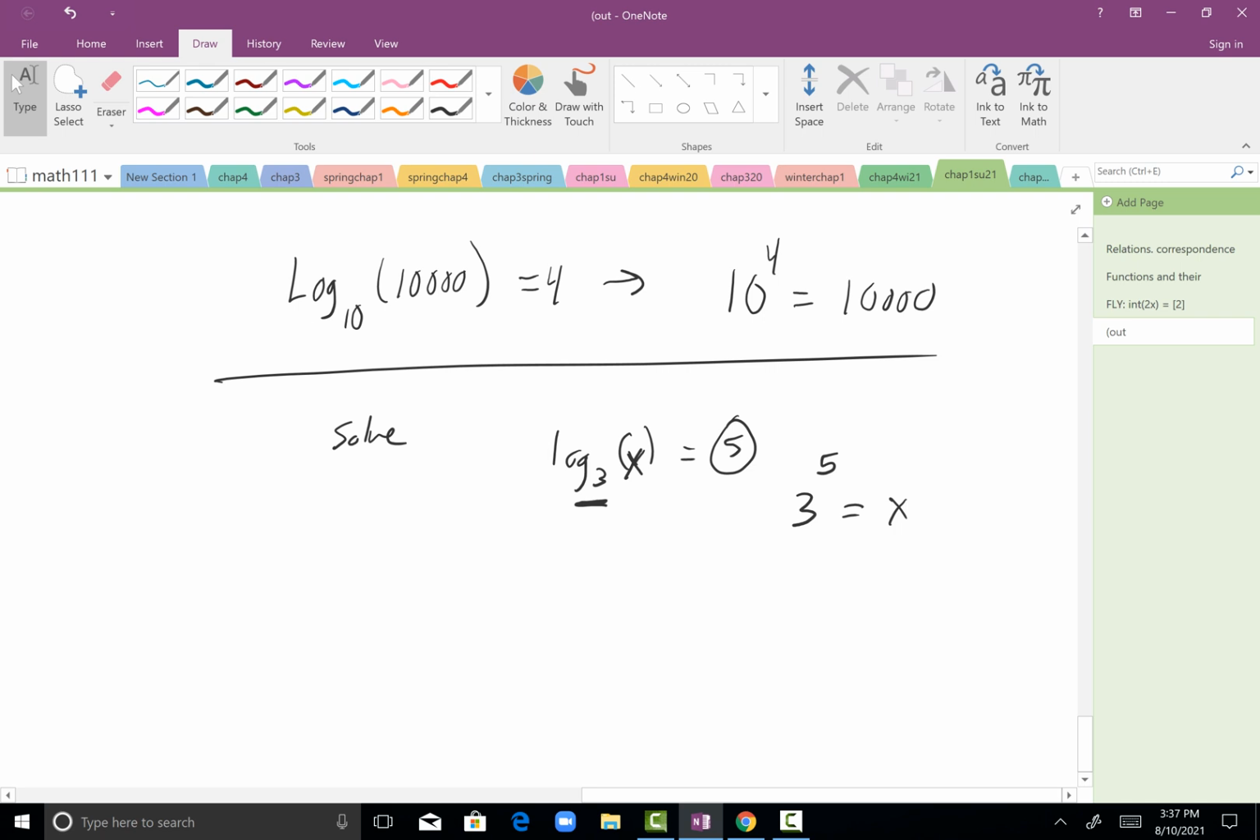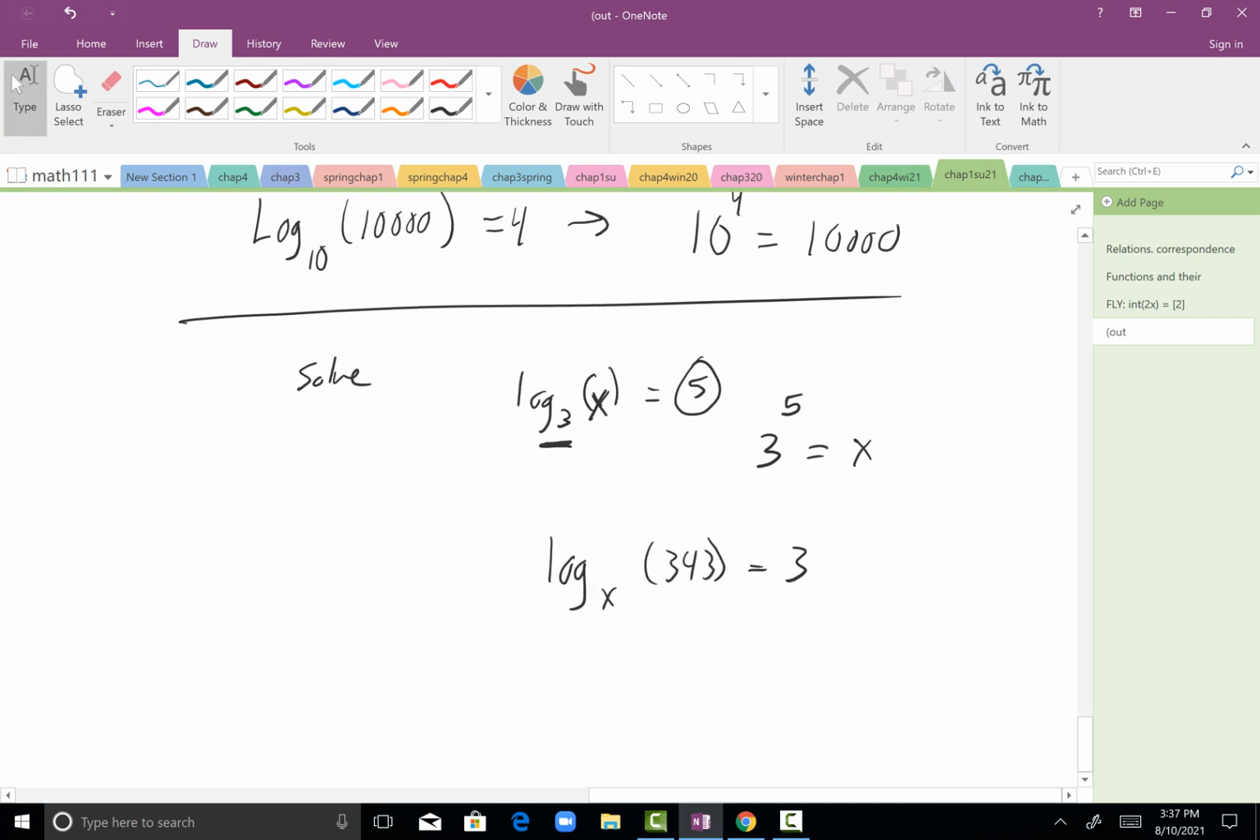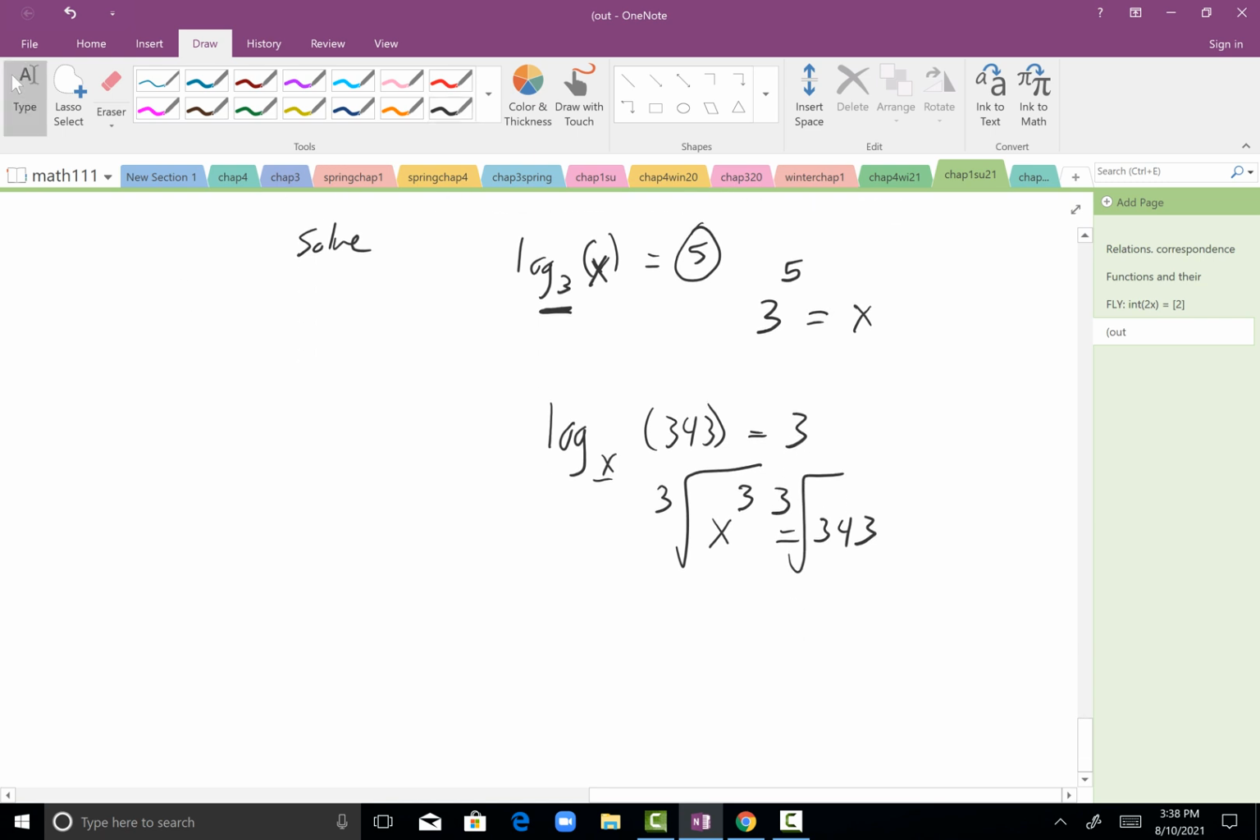Then I have log base x. This is number 2. So again, I'm going to use the definition. So x to the 3rd equals 343. Well, now what do I do? I've got to cube root it. Cube root both sides, and then I would just get x equals whatever the cube root of 343 is. I'm not sure off the top of my head. I think it's 7. 7 times 49? Yeah, I think it's 7.